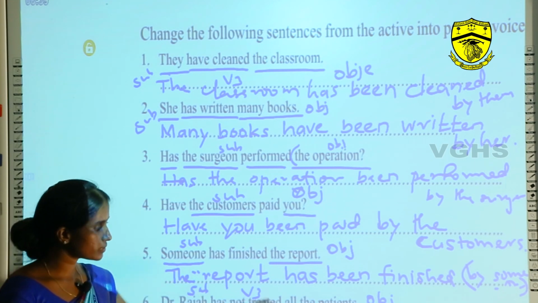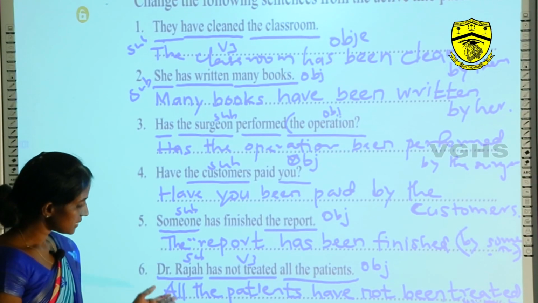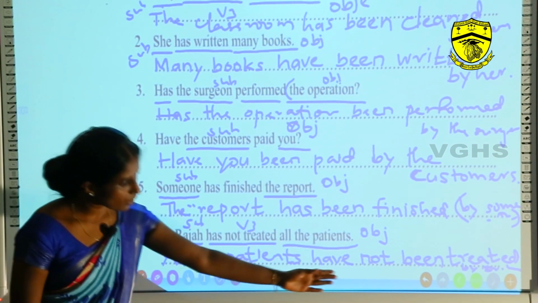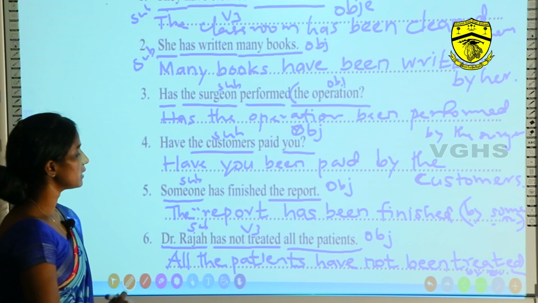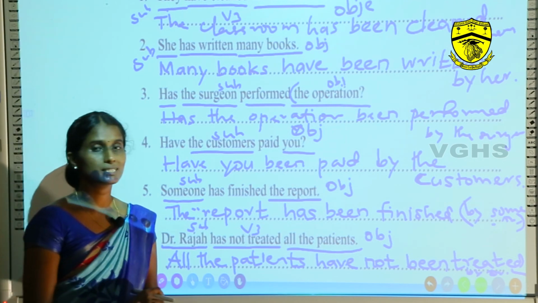Dr. Raja has not treated all the patients. So when we convert it into passive, all the patients have not been treated by Dr. Raja. Okay, we have completed our lessons.